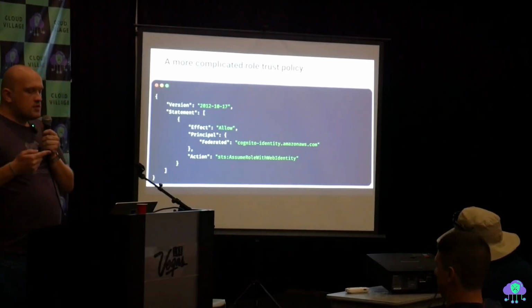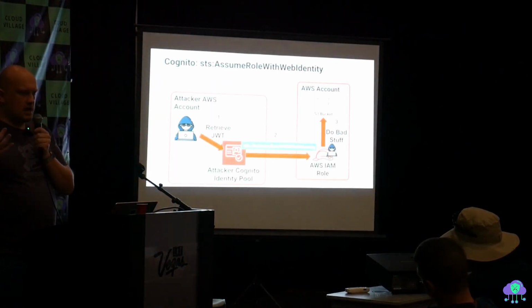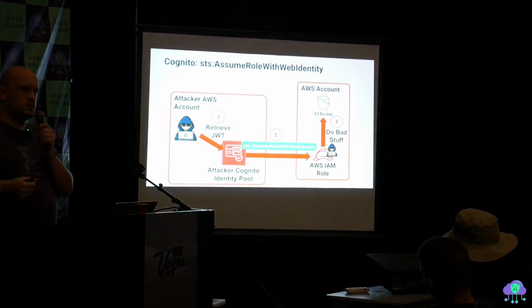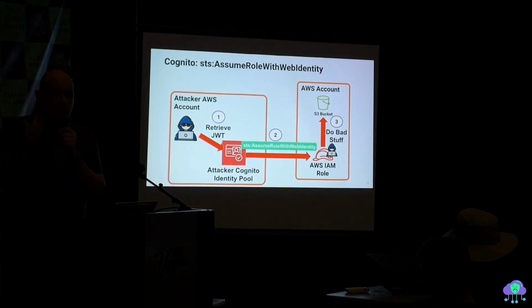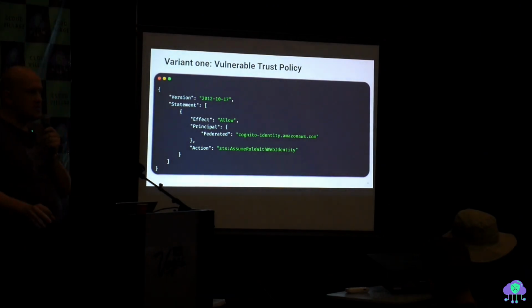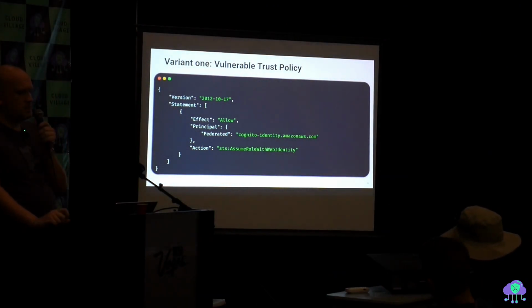So the way we would do this is very similar to what we described with GitHub Actions. The only implementation detail is rather than some public identity provider, we can actually just bring our own identity pool. That would give us the token we need. We could pass that into assume role with web identity, and we could assume that role. So for our purposes, we're going to refer to this as the variant 1 vulnerable trust policy. Why variant 1? Because there's a variant 2 as well.